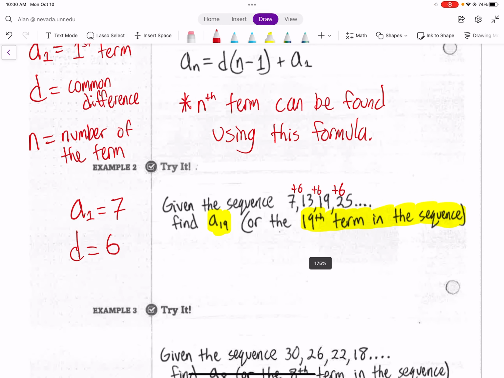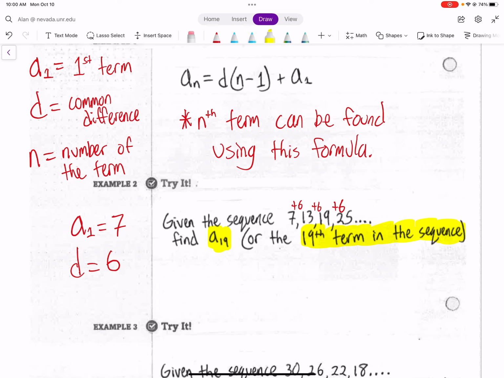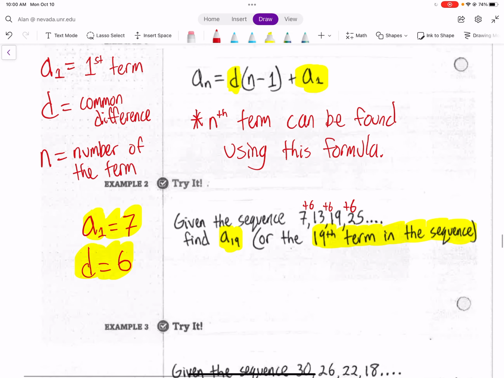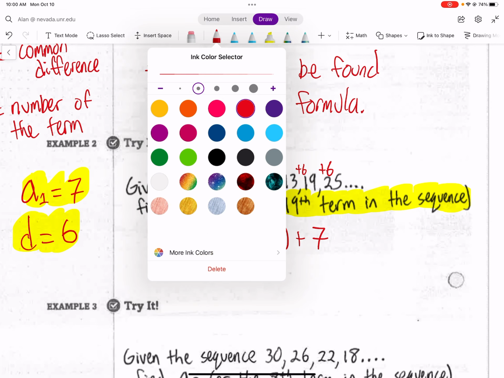Okay, so we are going to fill in a sub 1 where it goes in our formula, and we're going to fill in d, which is 6 here. We're going to fill in those values of 7 and 6 for a sub 1 and d. So we have a sub n equals d, which we know is 6, times n minus 1, plus a sub 1. A sub 1 we figured out for this sequence was 7. So all we did was fill in a sub 1 and d, the 2 things we found, into our arithmetic sequences formula.